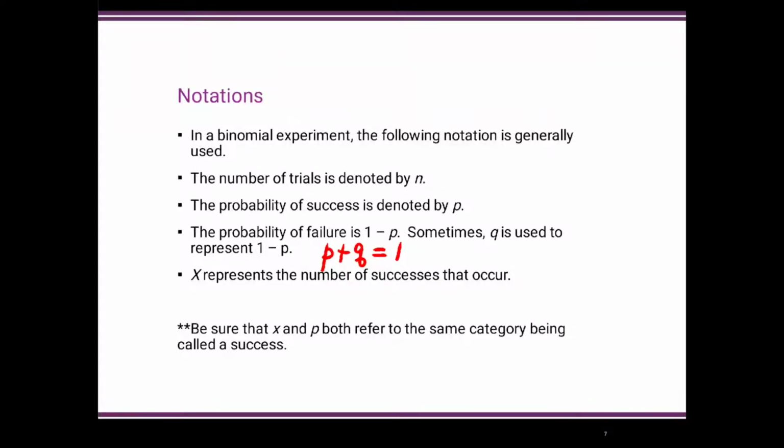Okay, and take note of the letters that I've written here. It's small letter p for probability of success, and small letter q for probability of failure. X represents the number of successes that occur.